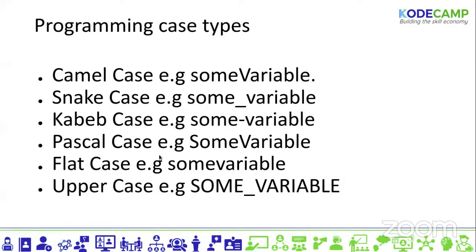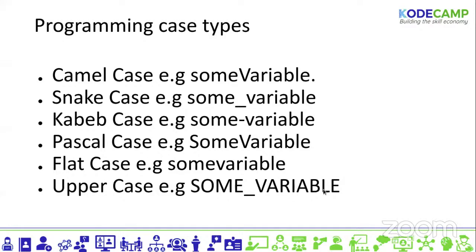Then you have Pascal case, which is having the initials, or the first letter of each word, in capital. Then you have flat case, of course. So flat case is just having everything in small letters. Then you now have uppercase. So uppercase is in a way similar to snake case, except that all the words are in uppercase. So people that write PHP would be familiar with this. They use this to assign constants.